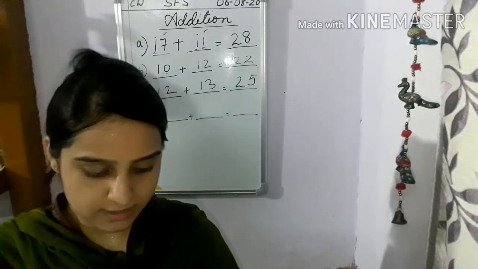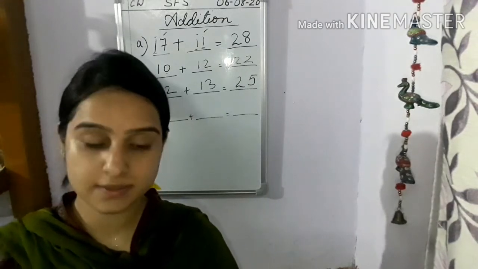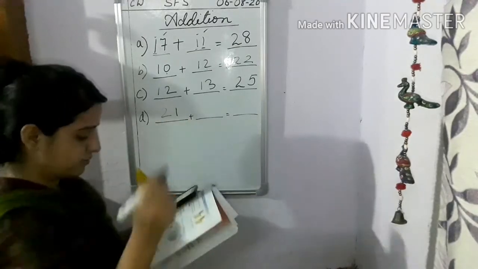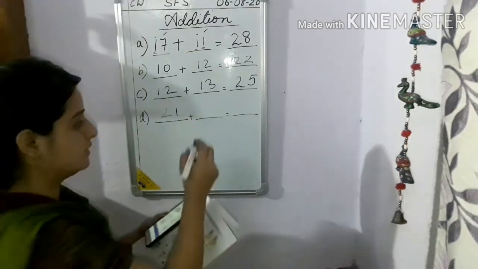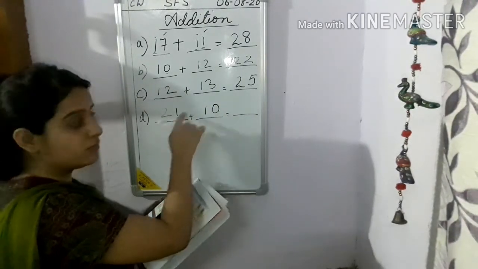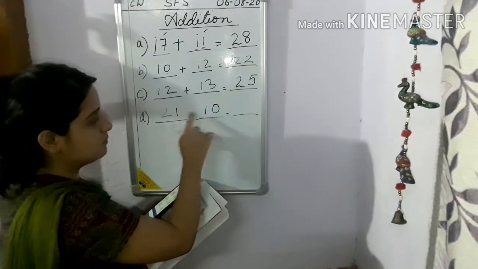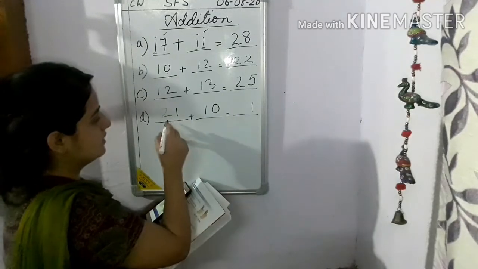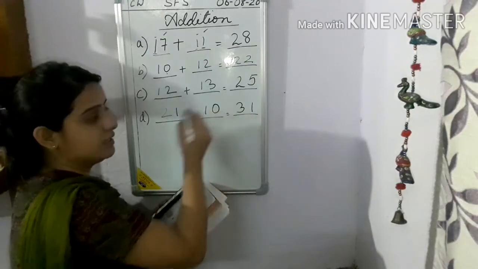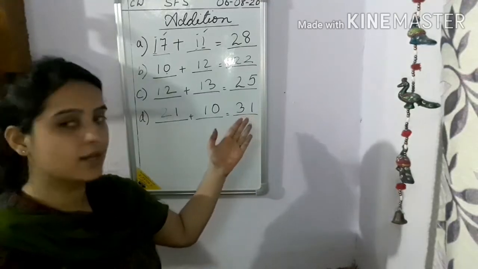Then the last one. So again here are some pictures, children. So how many are there in first? 21 plus 10. What we are going to do? We are going to find the total sum. So ones place, 1 plus 0, you get 1. Then tens place, 2 plus 1, 3. 31. So this is our total, or we can call sum.